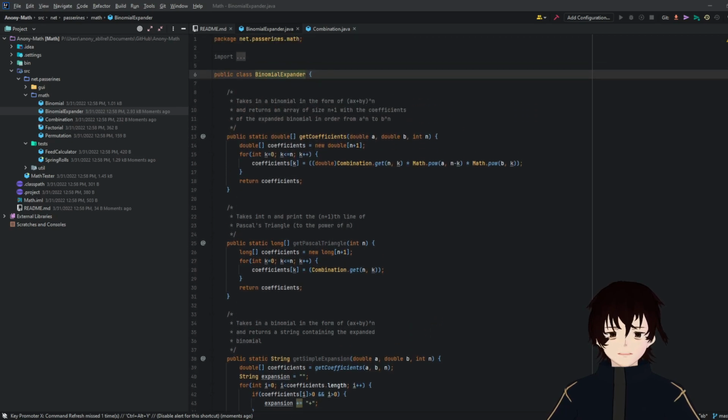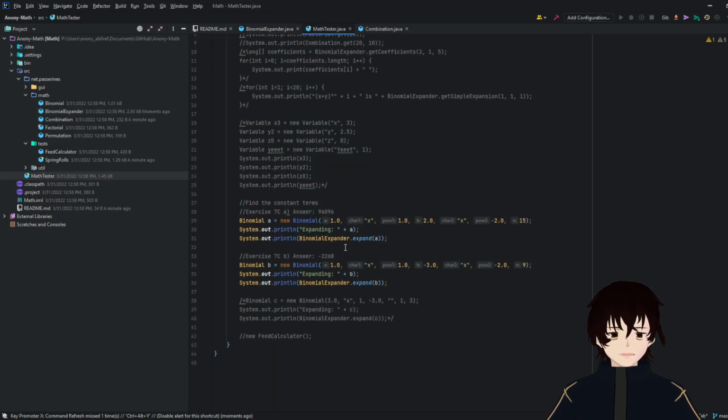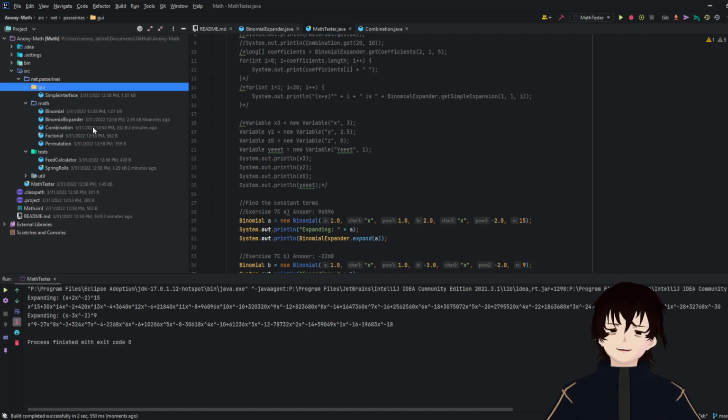So quite a while ago, I was too lazy to do homework, so I wrote something to do it for me. If I remember right, this was for binomial expansion, so like x plus 1 to the power of 100. Eh, it actually worked. How do I run this? Is my run thing still here? Yeah, run mass tester. I wanted to make a GUI for it, but in the end I got too lazy because I finished my homework and I didn't need this anymore.